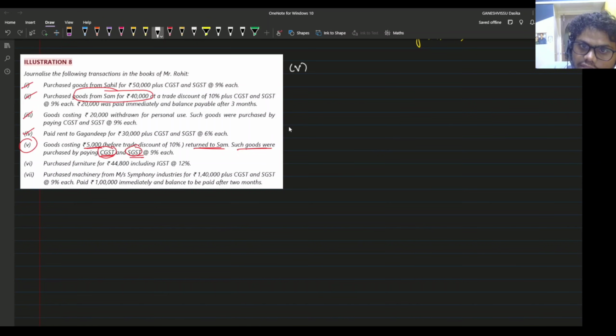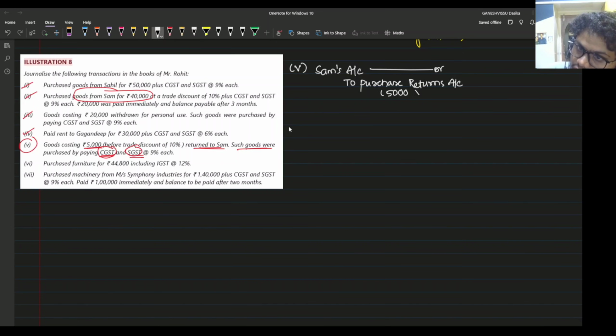So let us go for the fifth transaction. Let me do it very fast now. So goods costing 5,000, this is returned to Sam. That means Sam is the receiver. So we are going to write Sam's account debit. How much amount is he receiving? He is receiving only 4,500 plus GST value, right? How much value are we going to credit now? To purchases account, or we are going to write to purchase returns account. You can write purchase returns account or purchases account also.